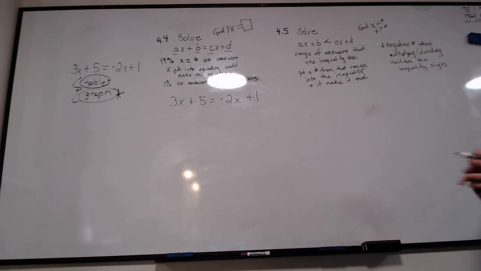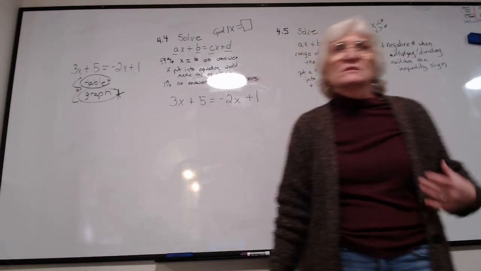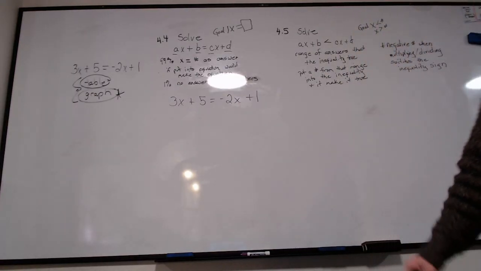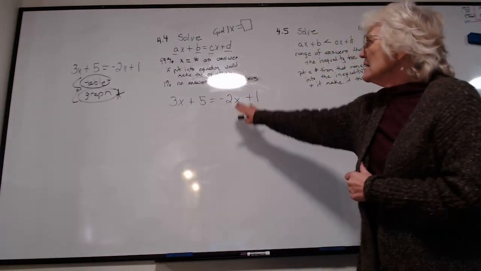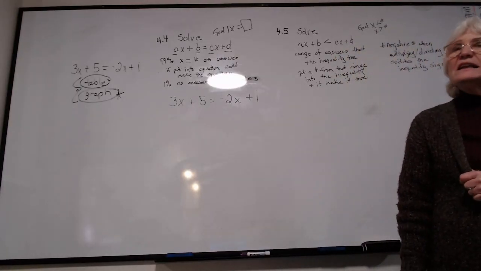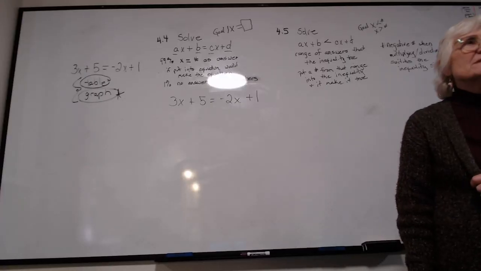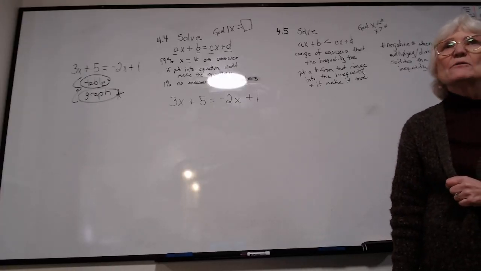Okay, so in both of these, we're trying to get it down to 1x on one side. Notice that the x's are on one side of the equation. Here I have x's on both sides of the equation. I have 3x on this side, negative 2x on this side. I need to get all the x's together. So since they are on opposite sides of the equation, how would I do that?